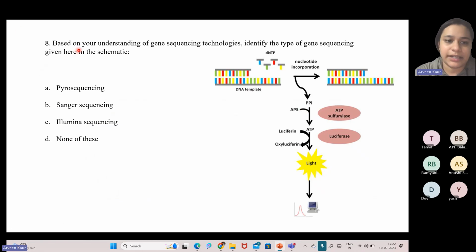Moving on to question number 8. Based on your understanding of gene sequencing technologies, identify the type of gene sequencing given here in the schematic. So this is one of the schematics that have been given, and they are asking whether it represents pyrosequencing or Sanger sequencing or Illumina sequencing or none of these. So which kind of sequencing do you think this is?